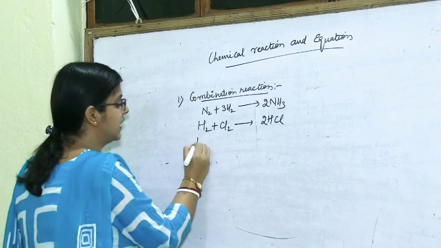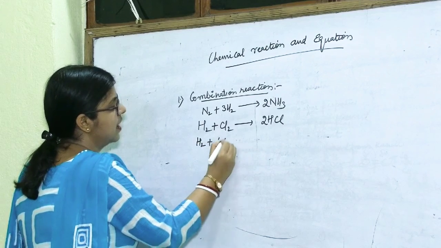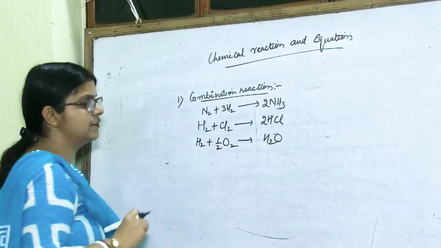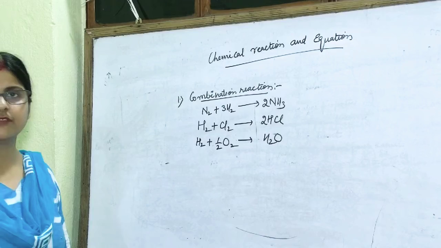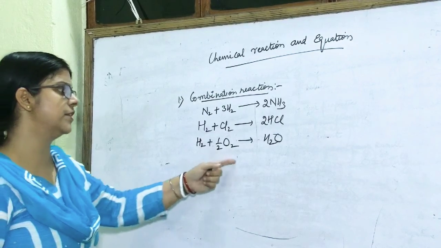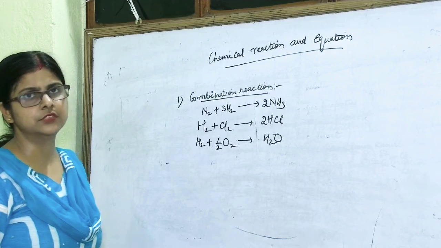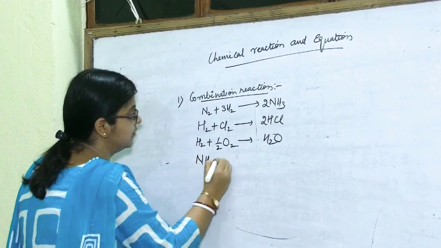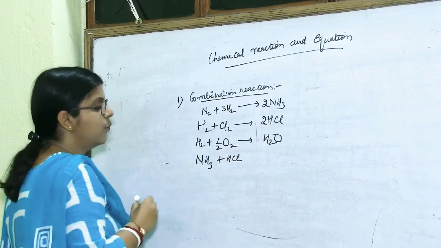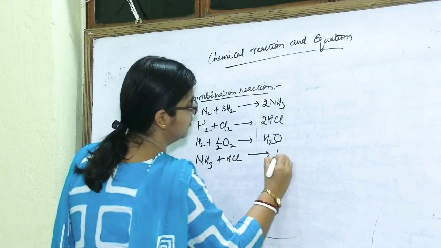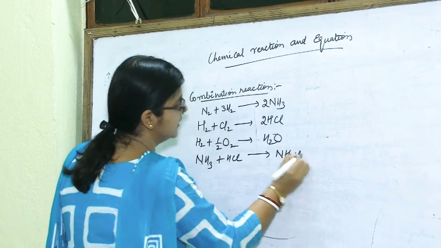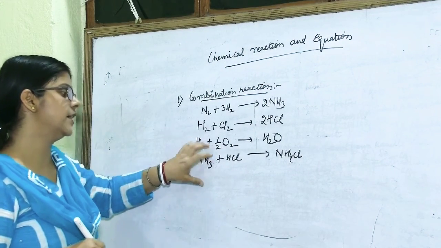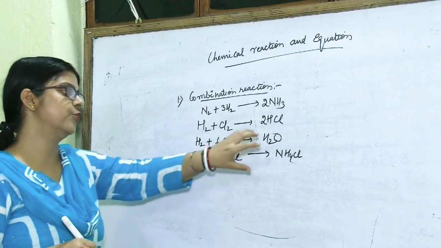Then again I am writing another example, hydrogen plus half oxygen. Hydrogen and oxygen combine to give water. This is also an example of combination reaction. Two elements are combining to form a new compound, that is combination reaction. If ammonia combines with HCl, then what will it form? It will form ammonium chloride. This is also an example of combination reaction. Here ammonia is combining with HCl to form ammonium chloride.